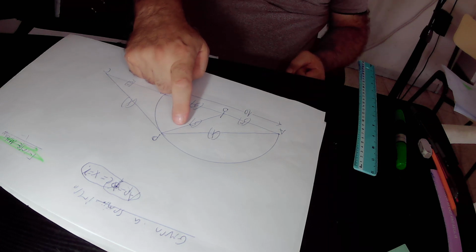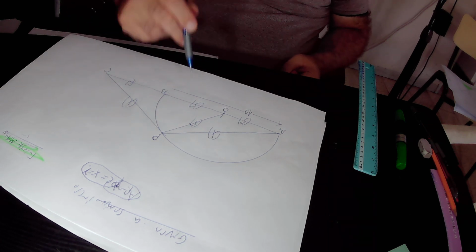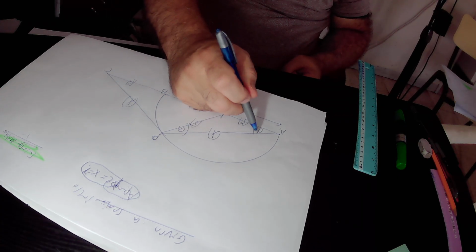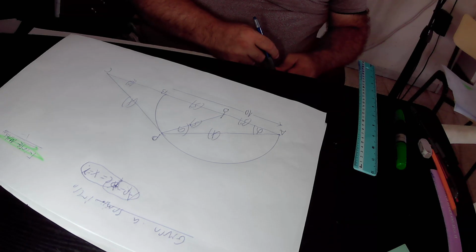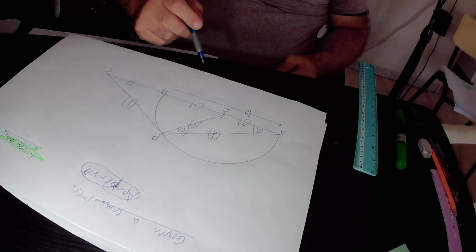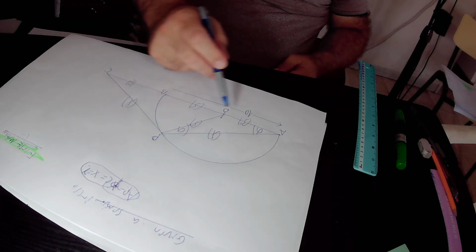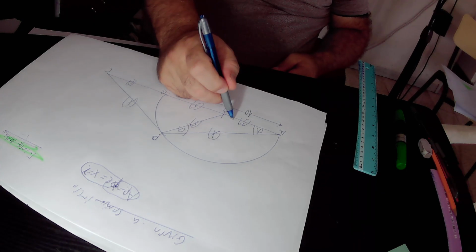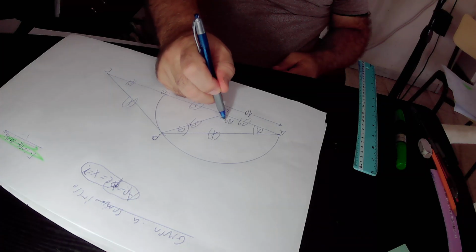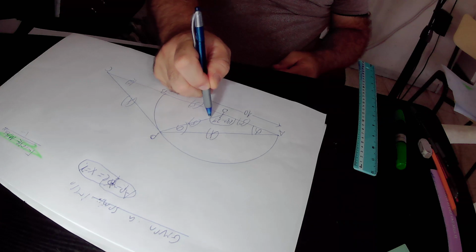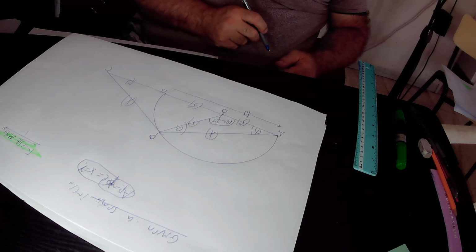So if we define the size of this angle as alpha, then the size of this angle must also be equal to alpha because they are equal to each other. Okay, so in the isosceles triangle AOP, alpha plus alpha is 2 alpha. Therefore, this third missing angle must be equal to 180 degrees minus 2 alpha, according to the rule that says that the sum of the angles in a triangle is equal to 180 degrees.